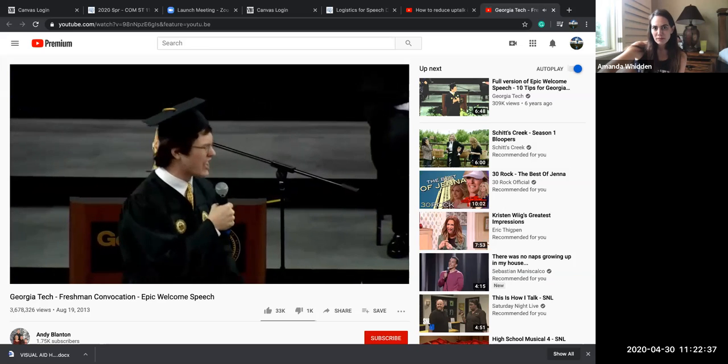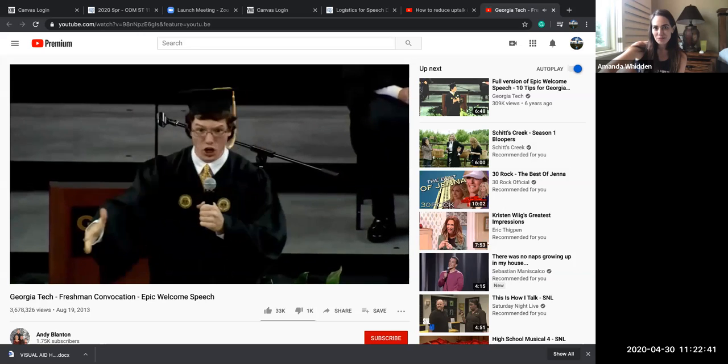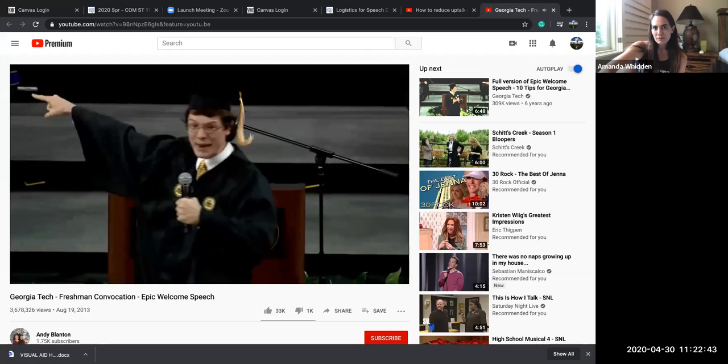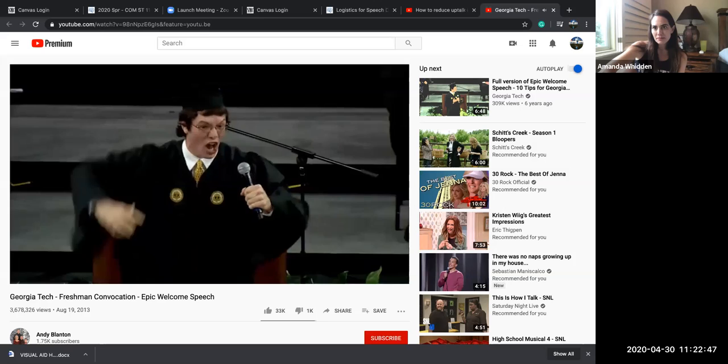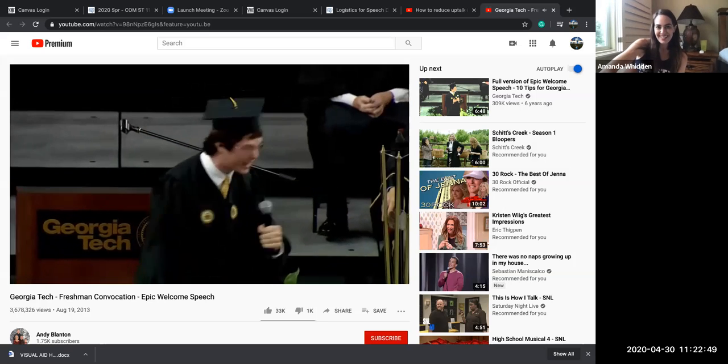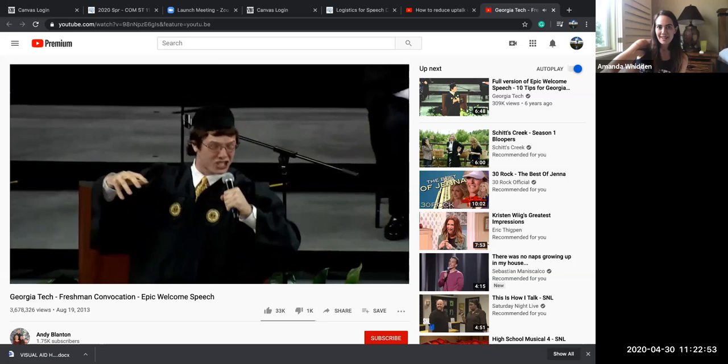If you want to build the Iron Man suit, you're at Georgia Tech. You can do that. If you want to play theme music during your convocation speech like a badass, we're at Georgia Tech. We can do that. I am doing that.